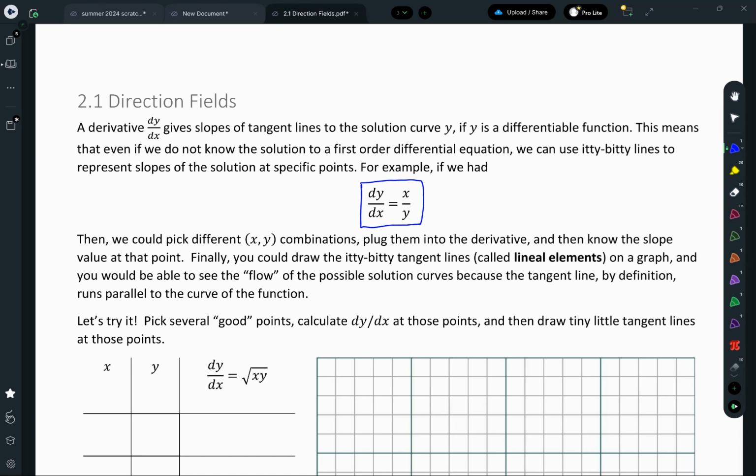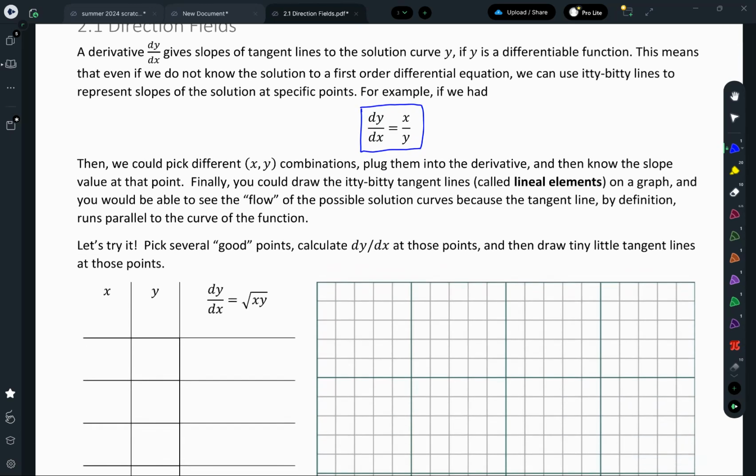And that's our main idea, because if we can find the slope at that particular point, then we can graph an itty bitty line to represent the slope of the solution at that specific point. So the dy/dx gives us some function that represents the slope of the tangent line to the solution without actually giving us the solution. And if we pick an x, y value, then we can figure out what that slope value is as a number. Okay? If we can find that slope value as a number, then we can draw itty bitty tangent lines.